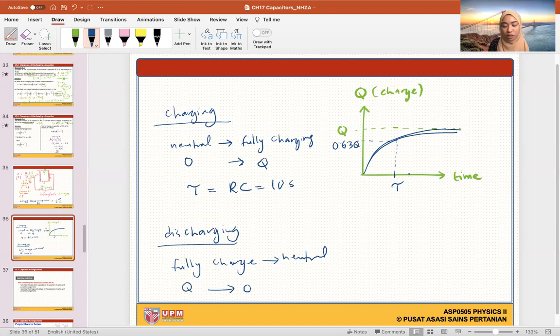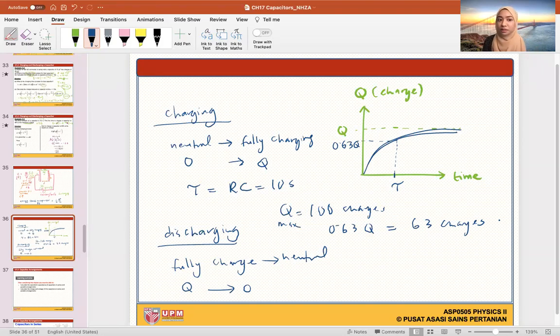So if your capacitor can hold, let's say, 100 charges maximum, this is Q, Q max is 100 charges, for example. Then at time equals the time constant, or time equals RC, your capacitor has 0.63 of the maximum, which is in this case 63 charges. It's just a ratio, or it's just a percentage.